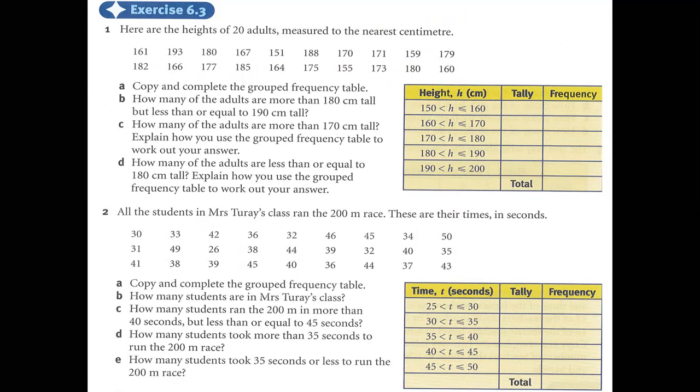So what we will write here, we just draw four lines. And here we write the numbers. Frequency means the number of lines we have. So as it is the same, you will solve this. Next part he said how many adults, same like this you will complete all this. How many adults are more than 180 centimeter tall but less than or equal to 190 centimeter? Okay, so let's see.